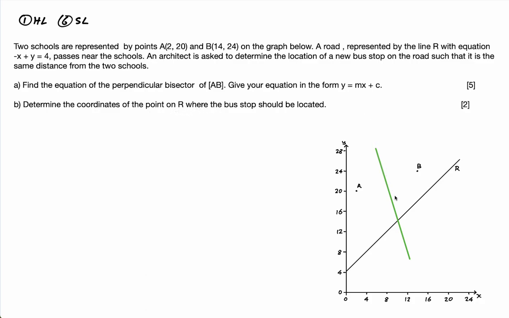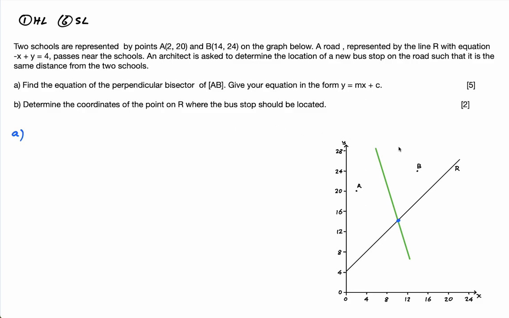Because this is a perpendicular bisector, every point on this line is the same distance from point A and point B. For example, if you put a point here, it's the same distance from A and from B. That's the definition of a perpendicular bisector. So where are we going to put the bus stop? It has to be on the road and equidistant from A and B, so it's going to be there. We're going to find the equation of this line and then find the point of intersection. Easy.